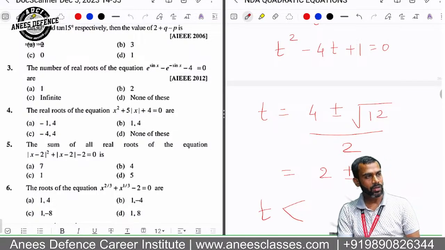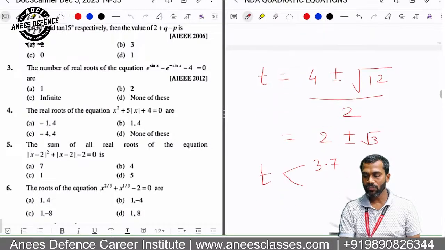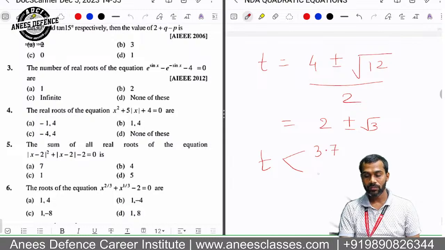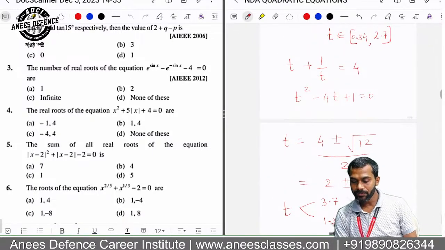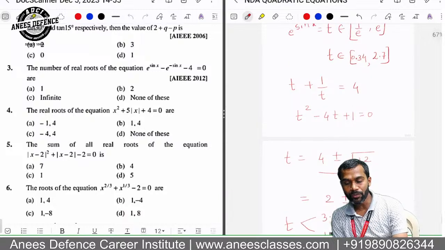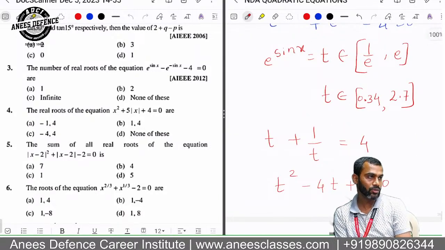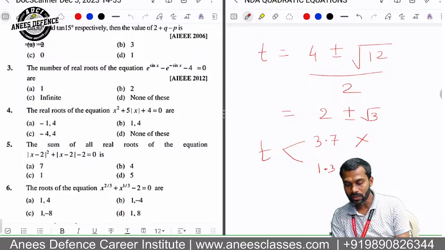So what is 2 plus root 3 approximately? Root 3 is 1.7, so 3.7. Yes or no? And what is 2 minus root 3? Approximate value. Now if you see, what is the range? t should be 0.34 to 2.7. Yes or no? Now if you see, this value doesn't lie in the interval. But this lies in the interval.